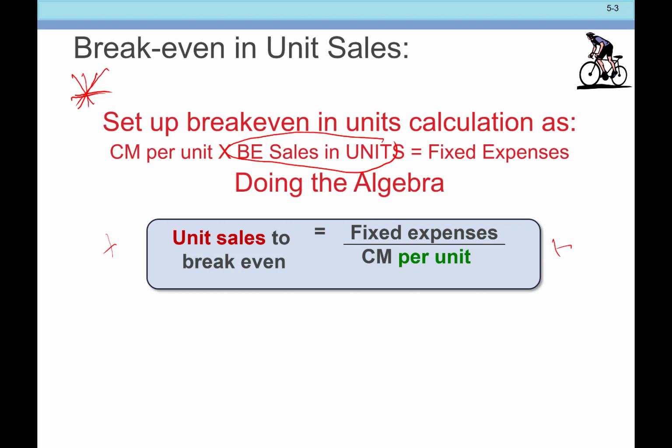And so we'll know what our contribution margin per unit is because we know our sales price, we know our variable costs, and then what? We take the sales price per unit, the difference is variable cost per unit, the difference is what? Contribution margin per unit. You set that times the unknown break-even sales in units, and it has to equal fixed expenses.